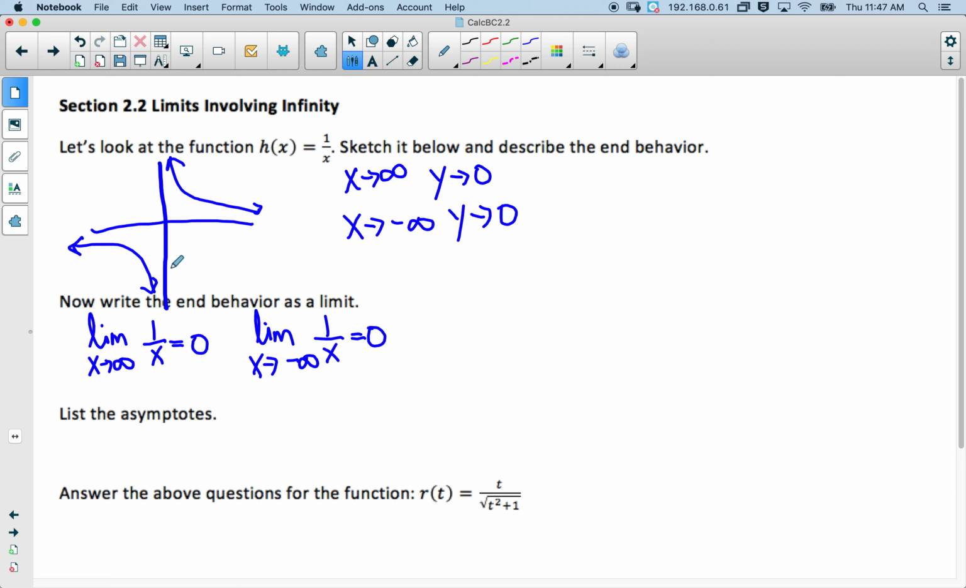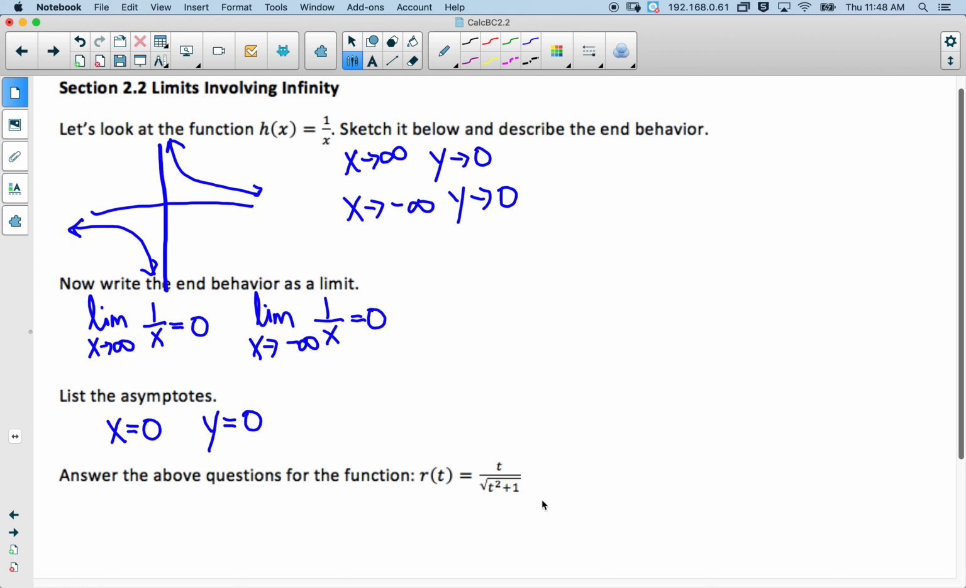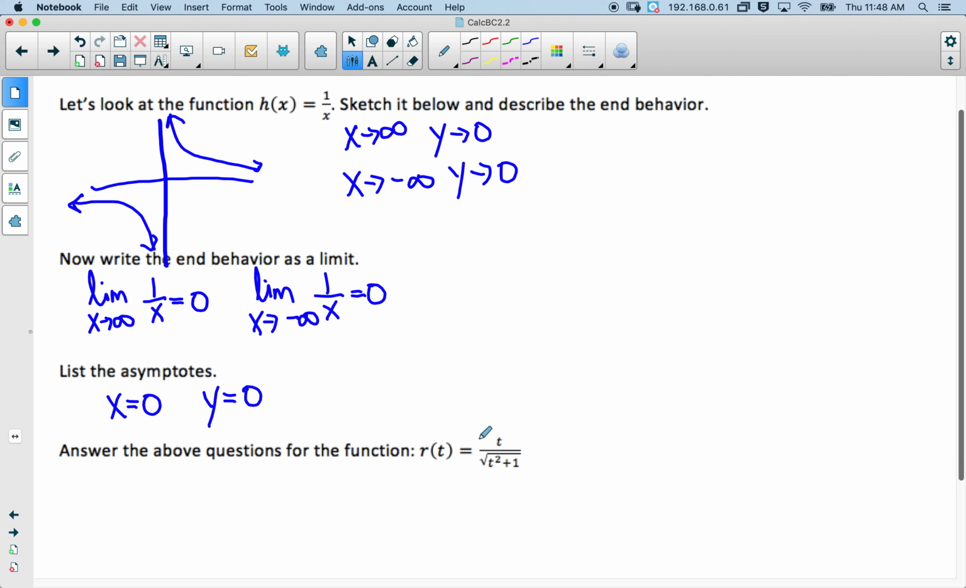Okay, and we have two asymptotes here. We have an asymptote of the x-axis, and the y-axis, so we can list those as x is equal to 0. That's the vertical asymptote. And y is equal to 0 is our horizontal asymptote. Okay, so let's take a look at what the limit could be here at positive infinity and negative infinity.